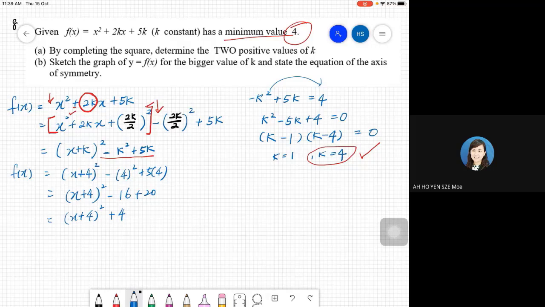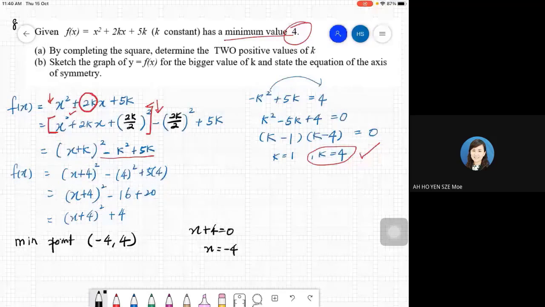Actually from here you can already determine what your maximum value is. Sorry, minimum value, minimum point. Minimum value we already know is 4, right? What's the minimum point? Negative 4 and 4. Why negative 4? Because x plus 4 equal to 0. x plus 4 equal to 0, x is equal to negative 4. This is how you determine the minimum point. So you already get a minimum point.